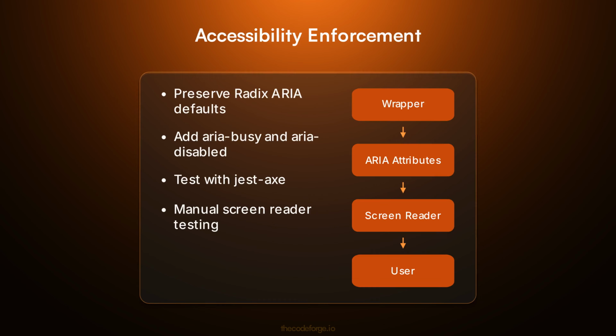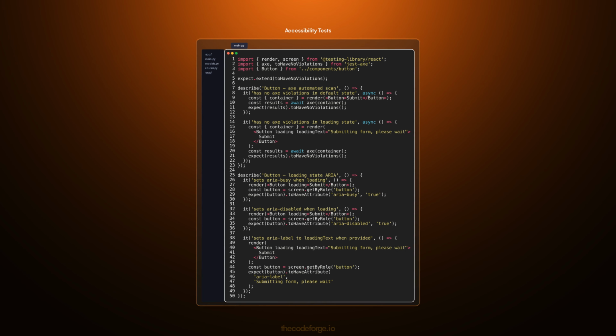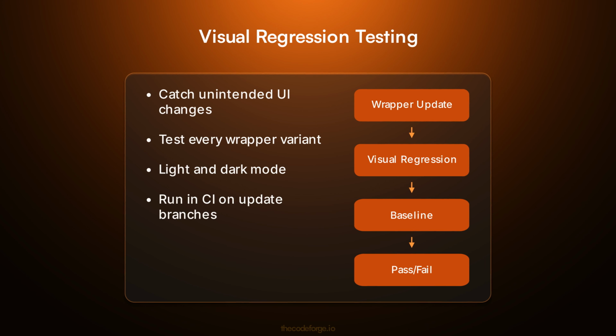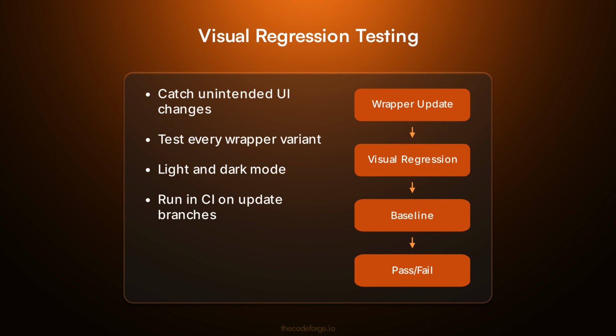Here are accessibility tests for the button wrapper. We use jest-axe for automated scans and test ARIA attributes like aria-busy and aria-disabled. These tests ensure our wrapper doesn't break accessibility. A single change to a wrapper can affect hundreds of feature components.